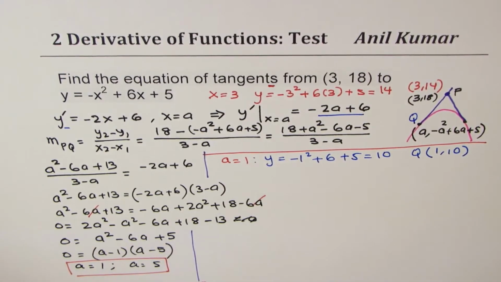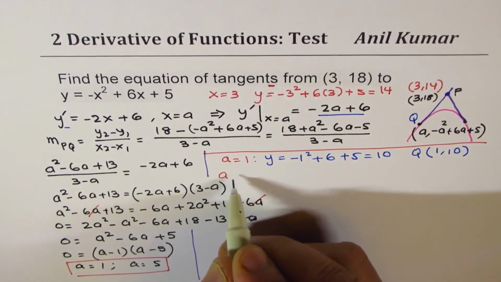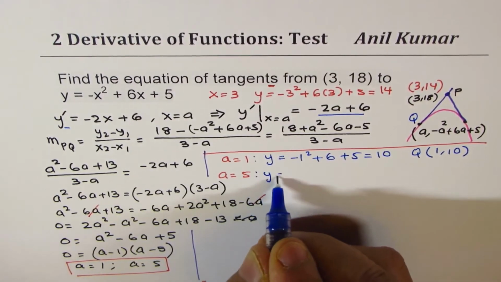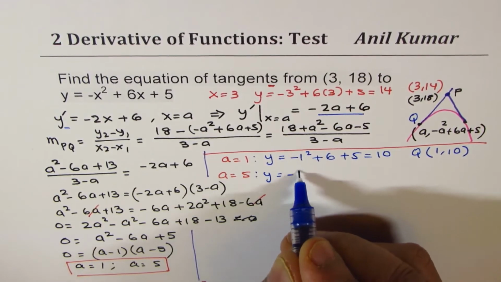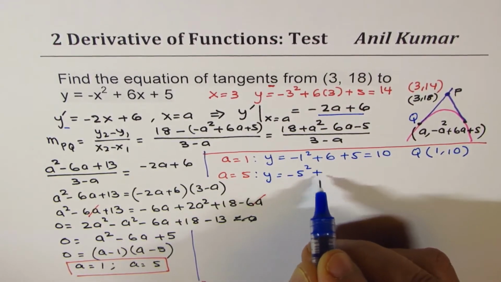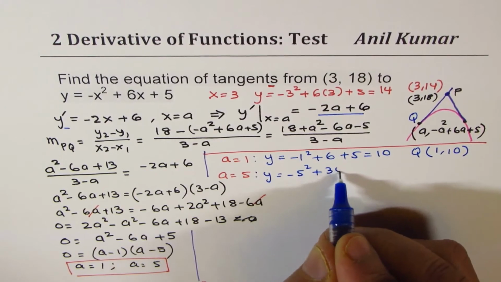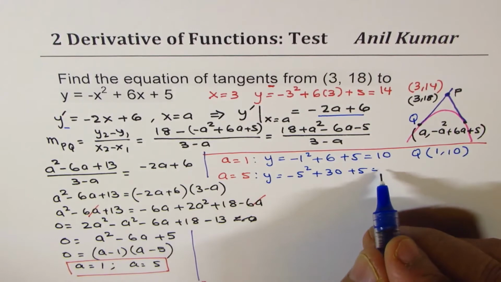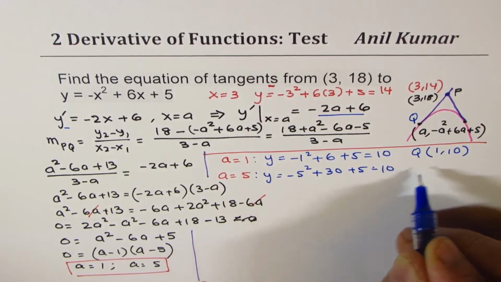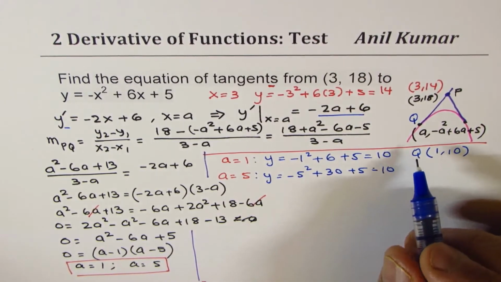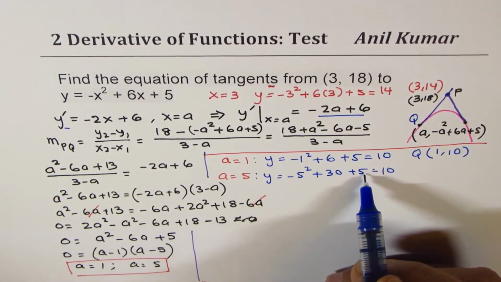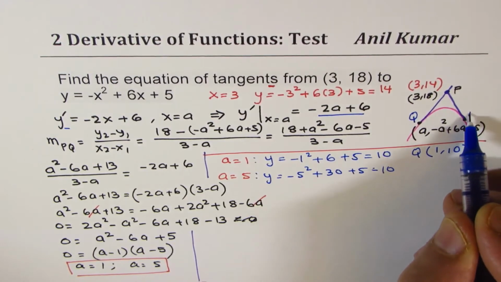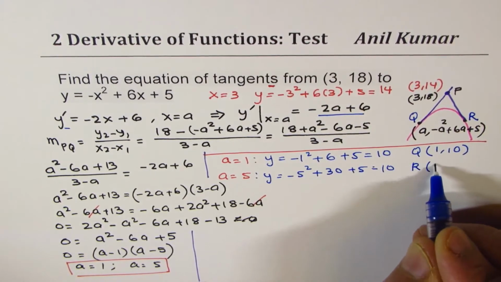The other point we'll try with a equals 5. So if a equals 5, in that case, y will be equal to minus 5 square, which is 25, plus 6 times 5, which is 30, plus 5. So it is 35 take away 25, and that is also 10. So the other point, let's say R, will be 5, 10.